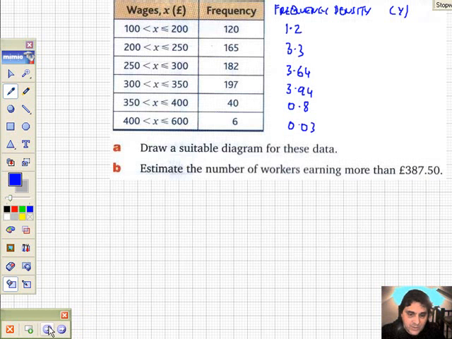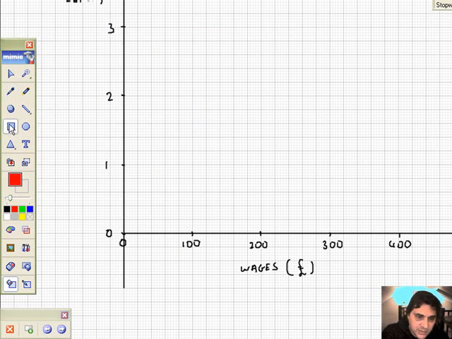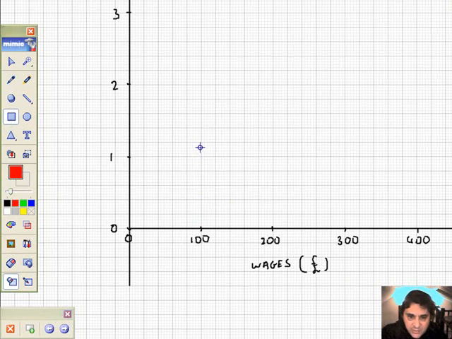Now let's look at the first one. 1.2 ranging from 100 to 200. So 1.2 is our frequency density. Let's try and do this very carefully. 1.2 is going to be between 1 and 2, about here. Yeah, that's good. From 100 to 200, so I'll take 1.2 as there. Try and bring it down. There you go. That's the first.